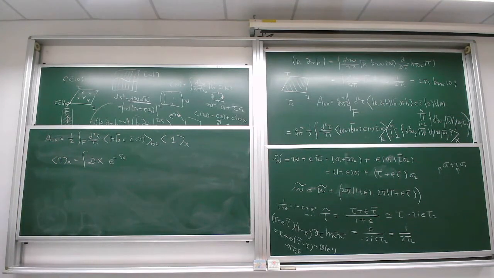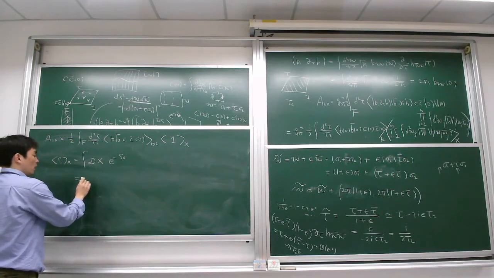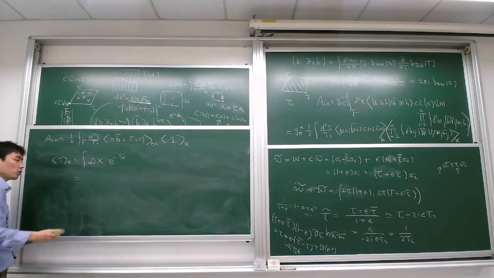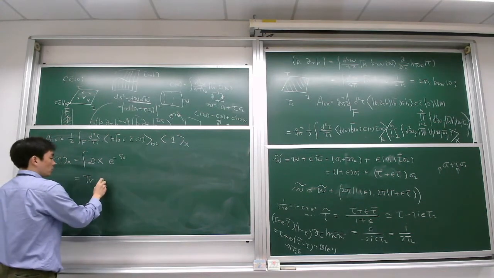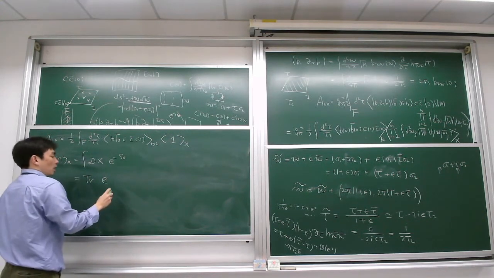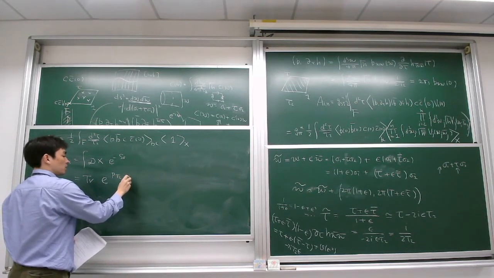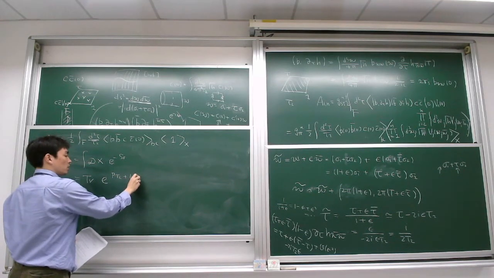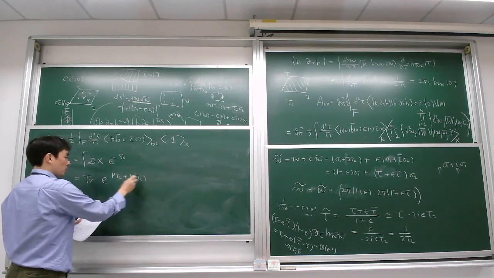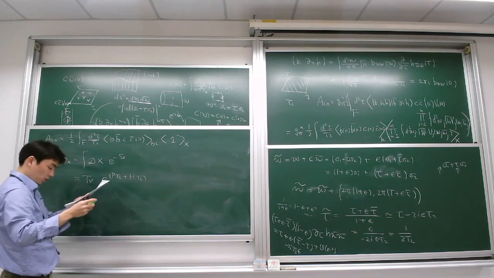Okay. And this path integral can be written as a trace. This is the Lagrangian formulation. For the Hamiltonian formulation, this is e to the, let's say, P tau 2 plus H tau 1, and the appropriate normalization.